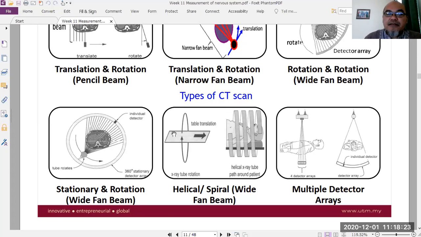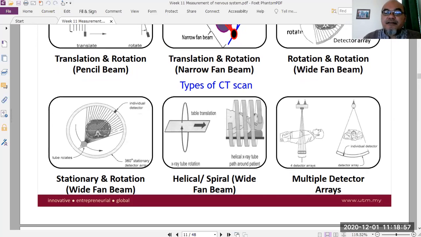So the table translates like this. And the detector and the source are rotating along the table while the table is moving in translation, so that the obtained image is basically forming a spiral projection of the body. And we can also have multiple detector arrays on the other side of the body, so that from there, using some mathematics in image processing, we can reconstruct the image of the body.